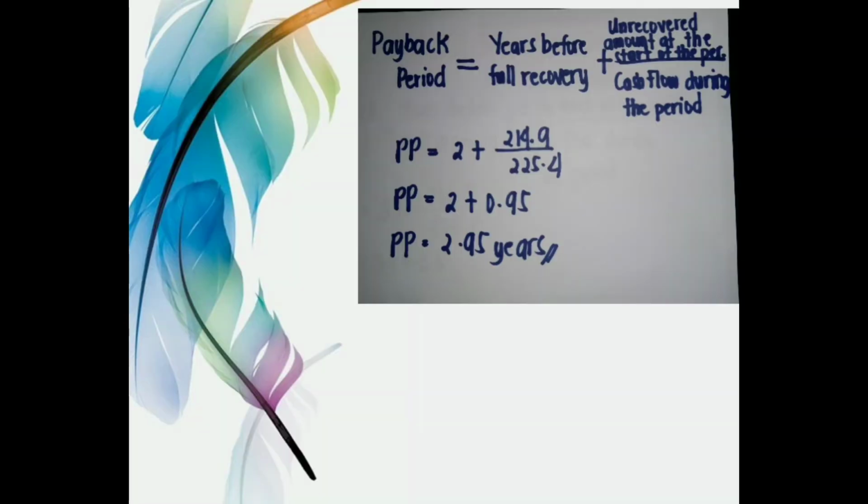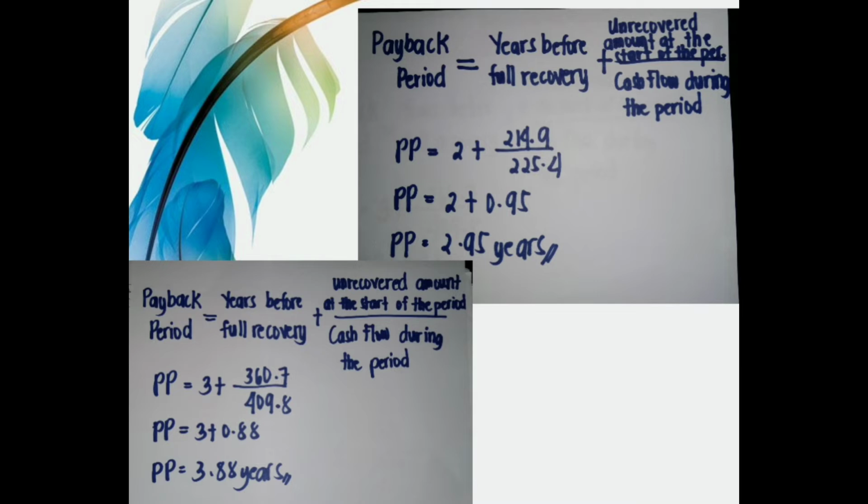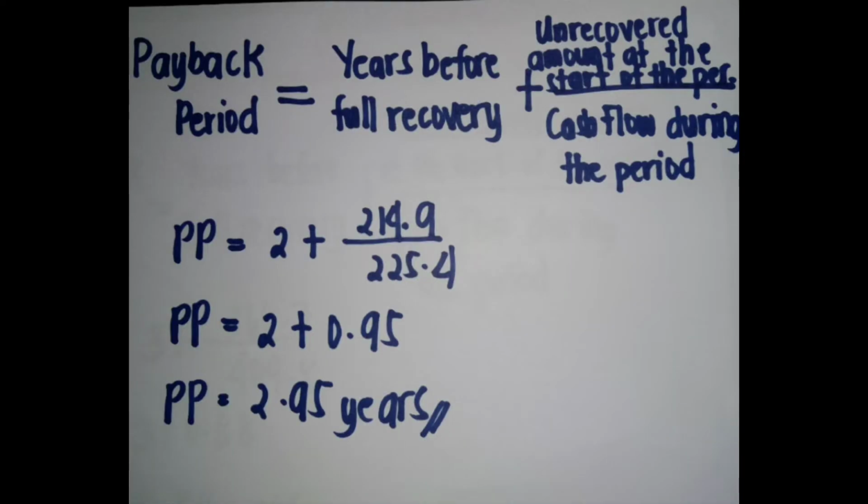So, this is the discounted payback period of Project S, and the formula is there. The discounted payback period is 2.95 years. Meanwhile, the discounted payback period of Project L is 3.88 years. So we can conclude that Project S ranks higher, as it will recover the investment sooner.